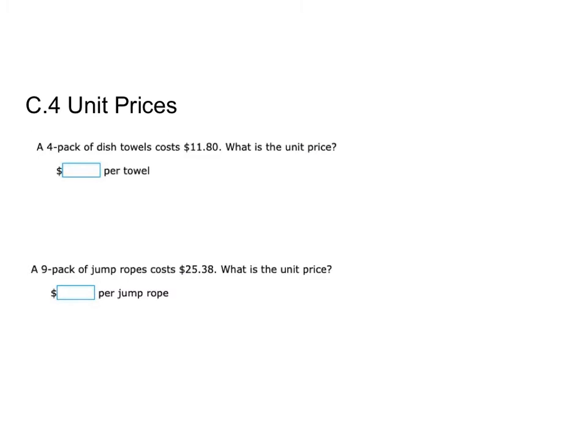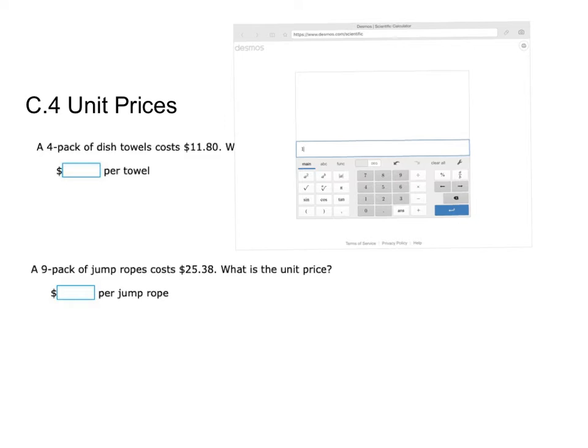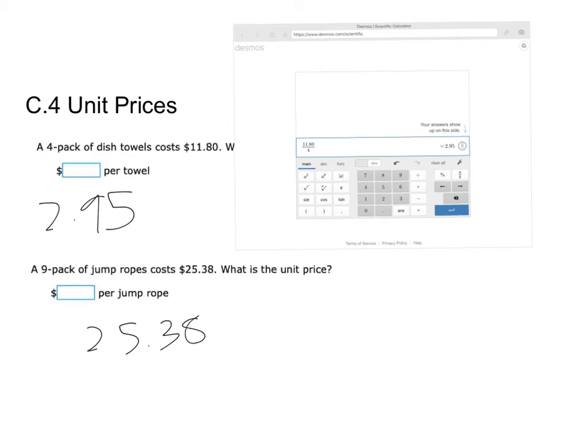Now, C.4 does the exact same thing, except now it's using money instead of not money. So for this first one, a 4-pack of dish towels costs $11.80. So we want to take that $11.80 and divide it by the 4 that's in there. That's going to give us $2.95 per towel. And we can see the same thing happens on the next one. We're going to take that $25.38, and since it's a pack of 9, we're going to divide it by 9.